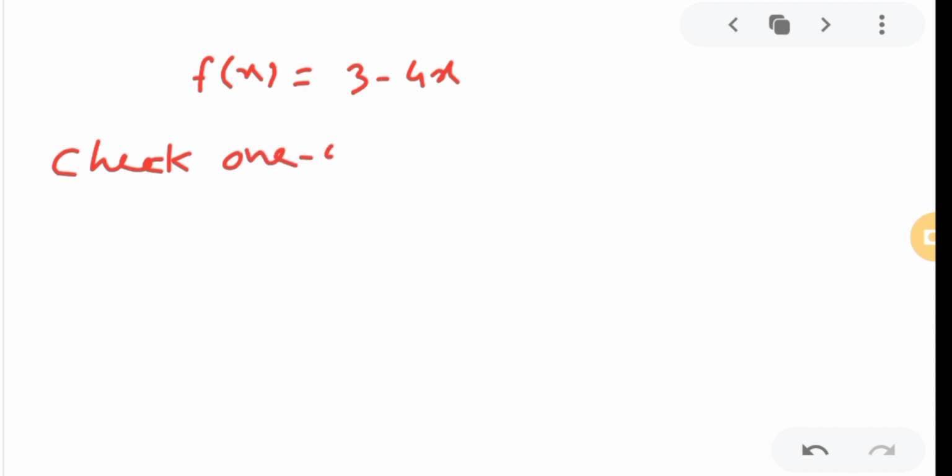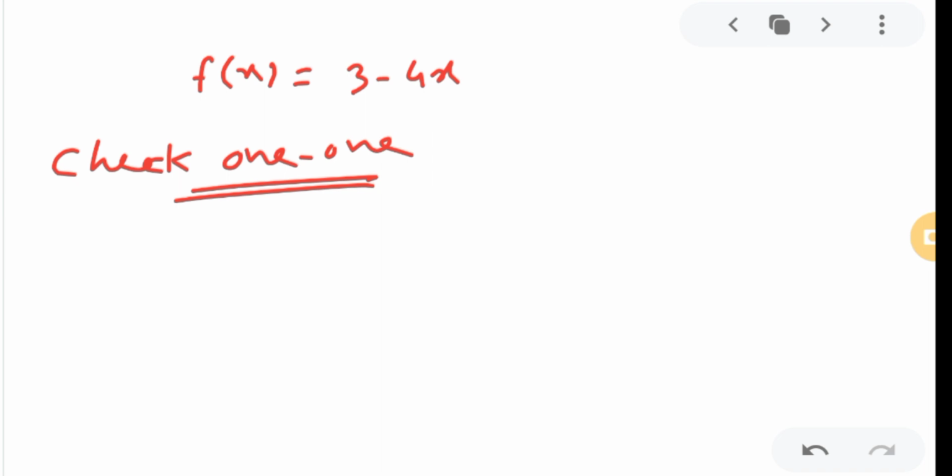Okay, so now since the function is given as f(x) = 3 - 4x, first I will check for 1-1. Check 1-1.